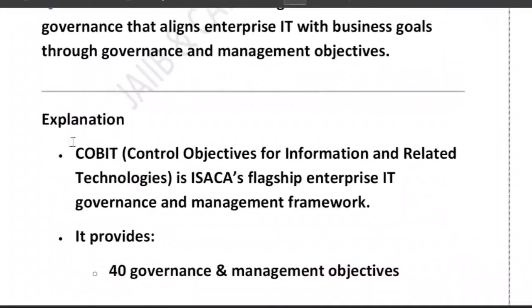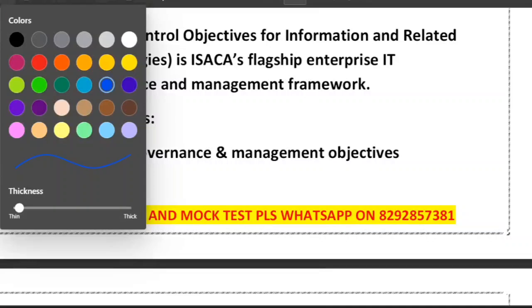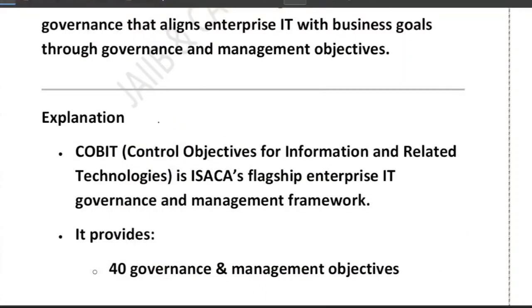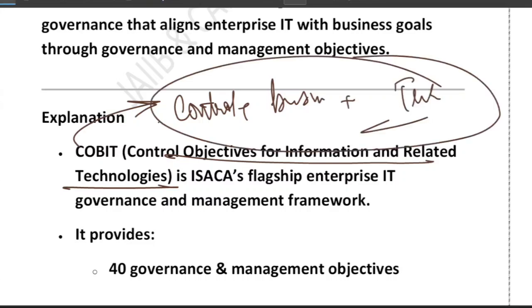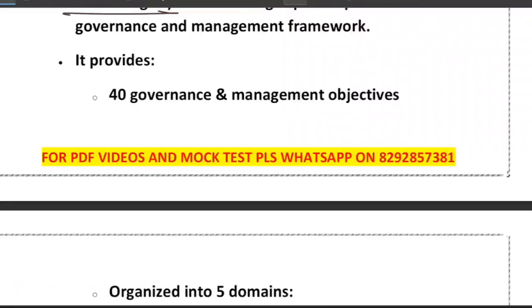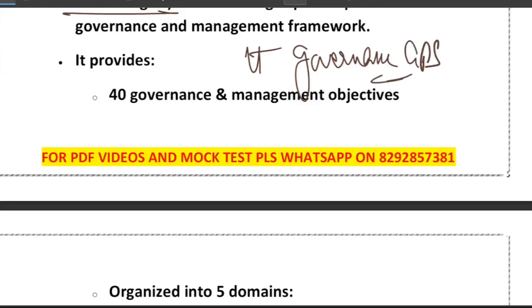So just remember one trick I tell you to remember COBIT, because a COBIT question is asked every year. So you must know what COBIT is. Control Objectives for Information and Related Technology. So control plus business plus technology, right? This way you can remember it. It helps control IT, and so it supports the business. And one more thing is that COBIT is the IT governance GPS. This is what COBIT is all about.